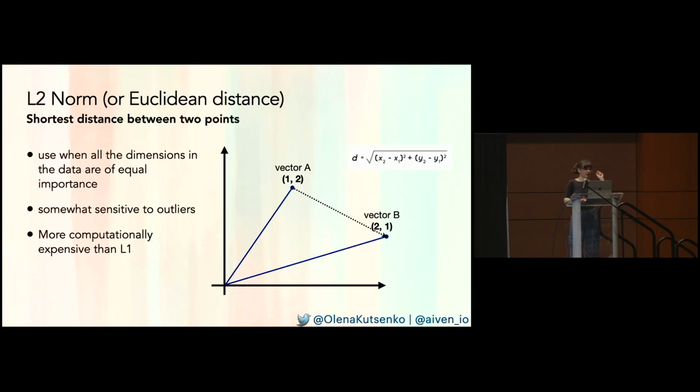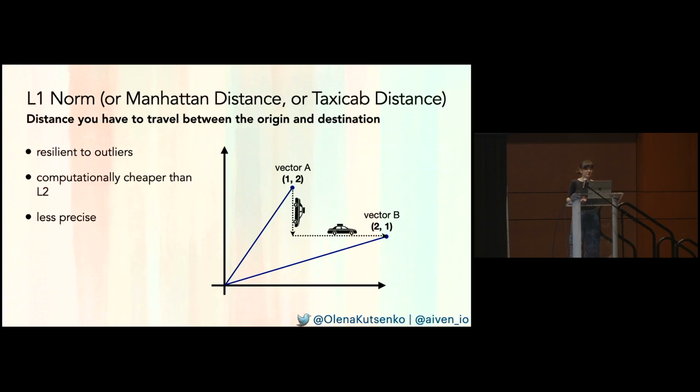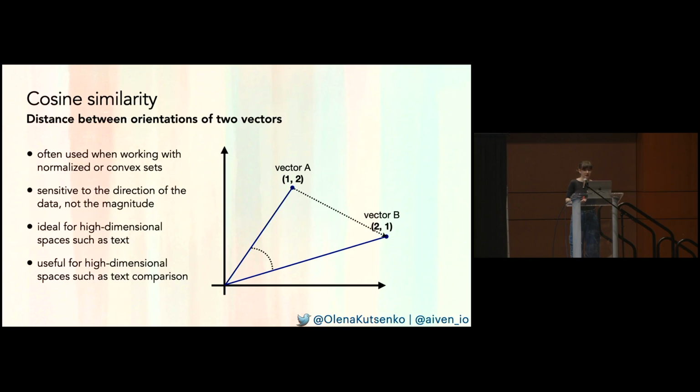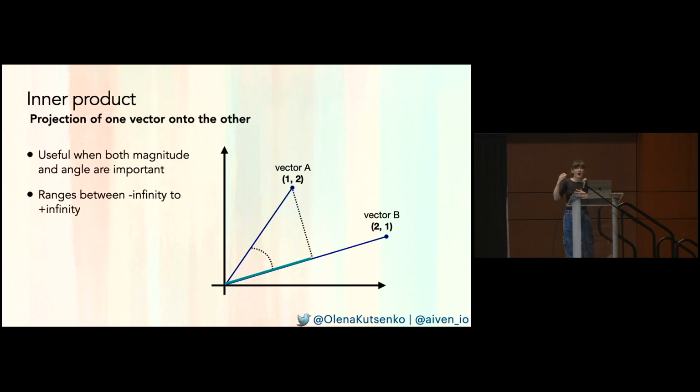So we can use L2 distance or Euclidean distance. We can use L1 where you just need to make those corners. We can use L infinity, cosine similarity, inner product. So there is a variety of things, and whenever you start building your own vector search for your application, I would recommend maybe to start with either cosine similarity or L2 distance.